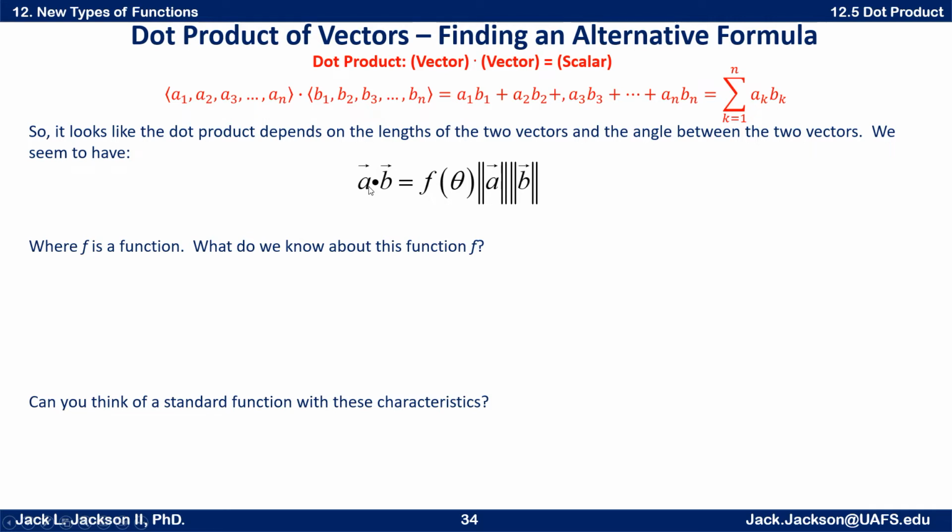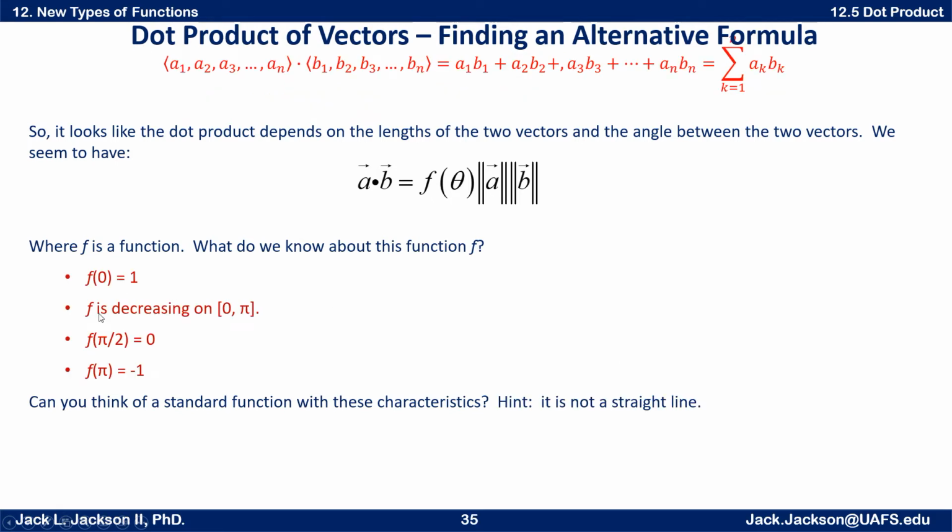A dot B, vector A dot vector B, is some function of theta times the norm of A times the norm of B. Right? But what about that function of theta? What do we know about this function? And once we have that, see if you can find a function that has those characteristics that might be related to this. I've kind of given you a pretty good hint already what that function might be.